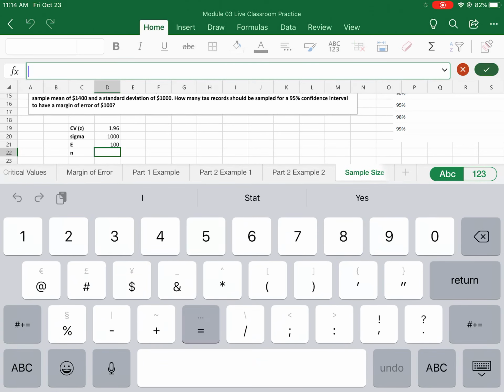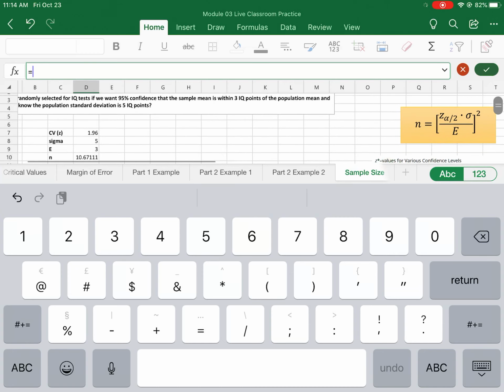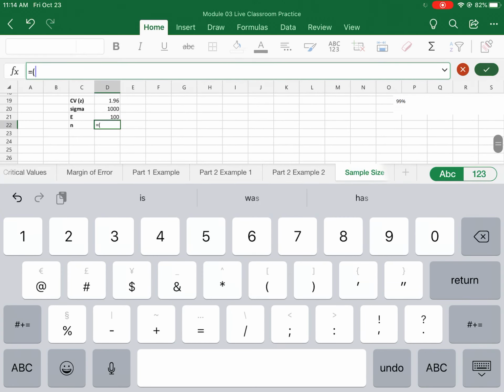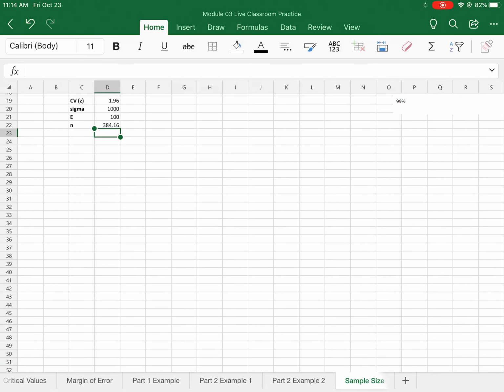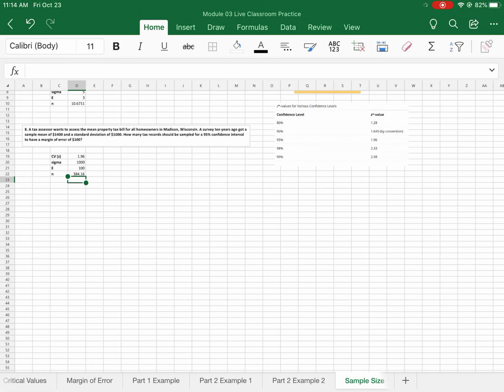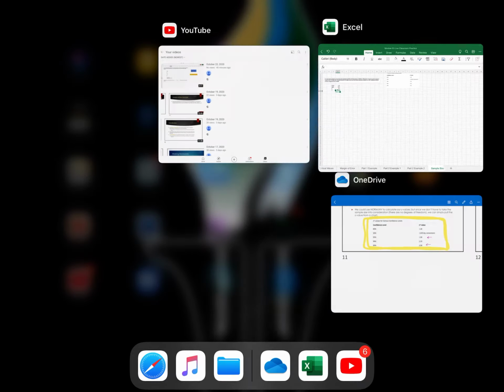Okay, so let's go ahead and use that equation. So it equals, and again, I'm using this equation right over here in the yellow box. Make sure, because we're going to square it, to put that parenthesis, so it is this times your sigma divided by your margin of error, close those parentheses, and then I square my answer, and I have my answer. So I get 384.16. Okay, so again, I would need 385 at least. Okay, so that is it for this.